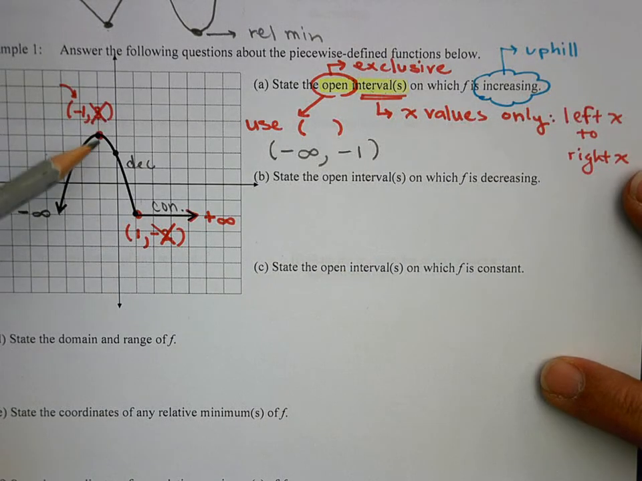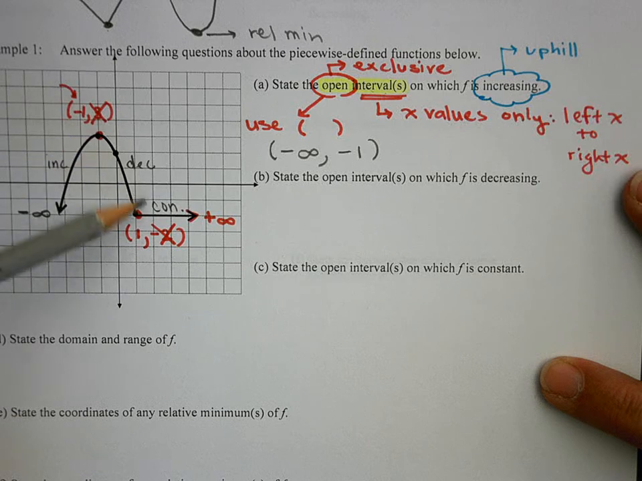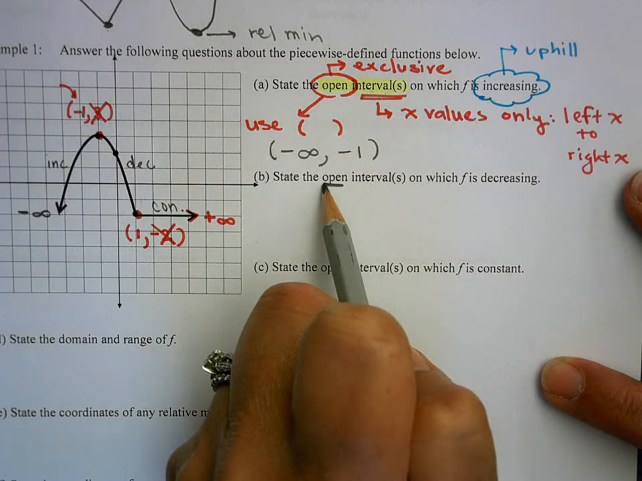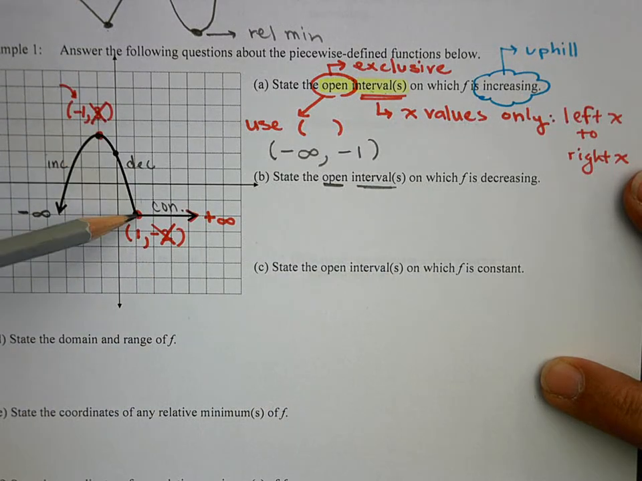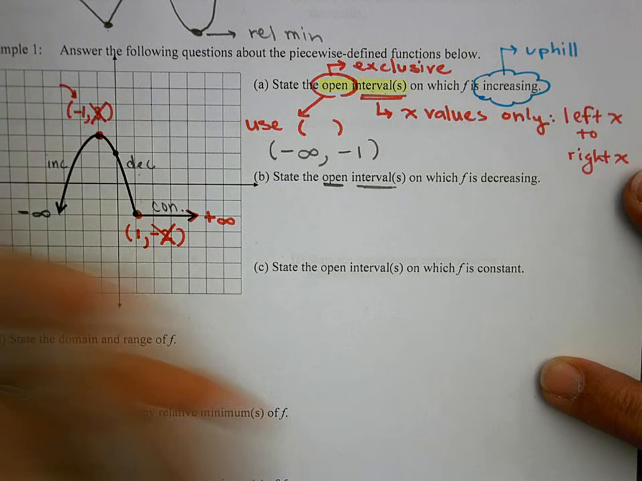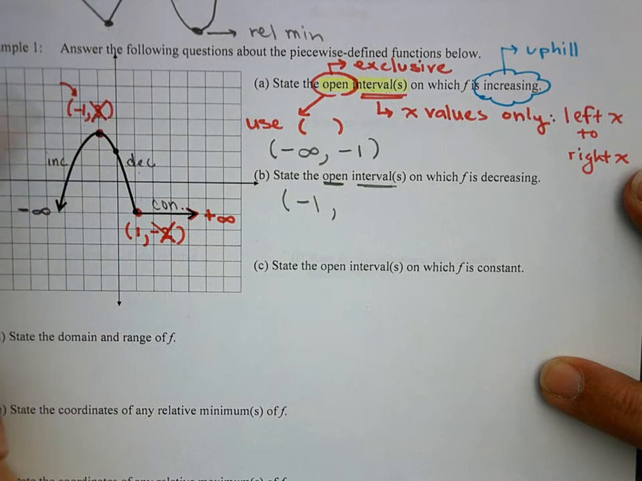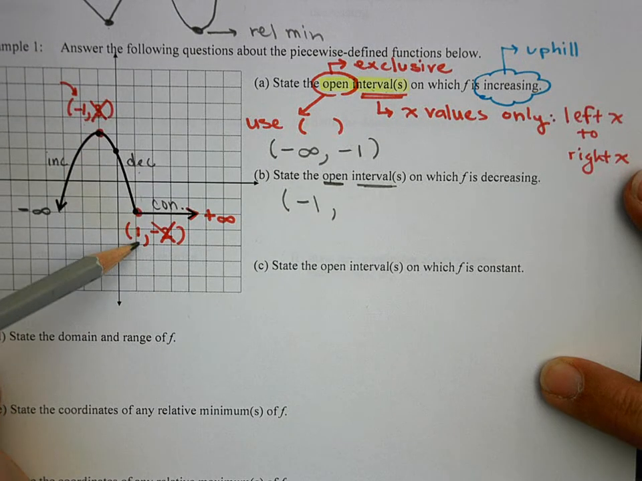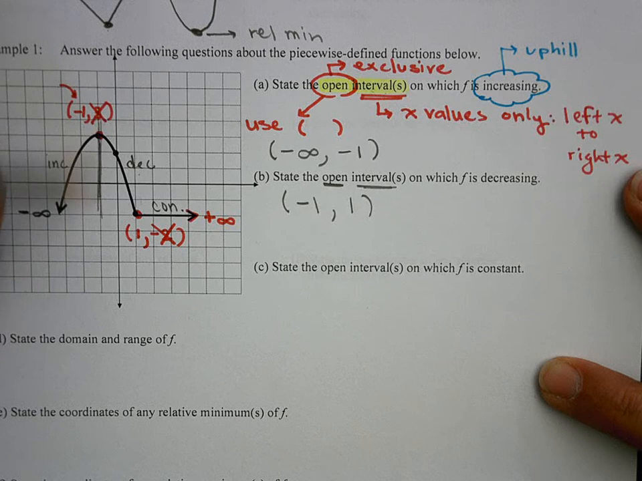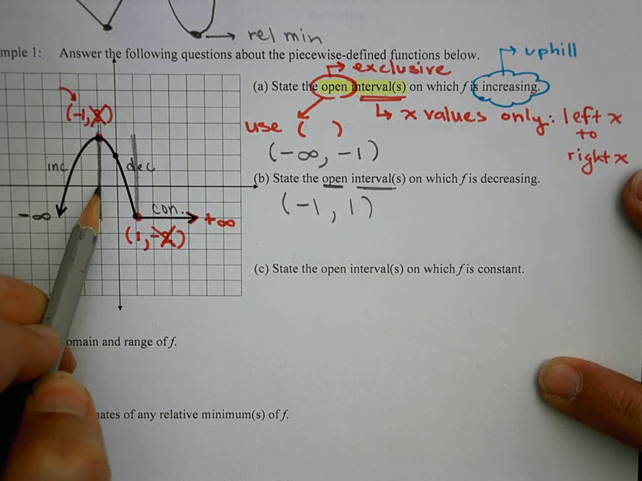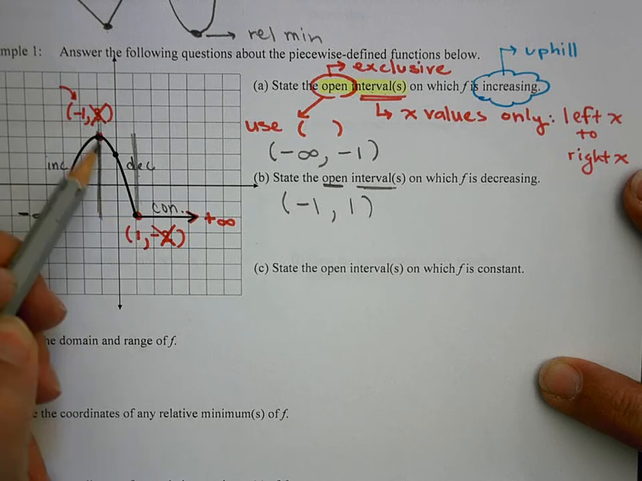So it's decreasing on this section right here, and again, we want open intervals, so that means use parentheses, and intervals meaning use the x values. So from this ordered pair to this ordered pair, the function is decreasing. From this ordered pair, the x value is -1. And then to this ordered pair right here, the x value is +1. Okay? So from x equals -1, so that's the section right here, to x equals 1, that's the section right here. So from x equals -1 to x equals 1, the function is decreasing.